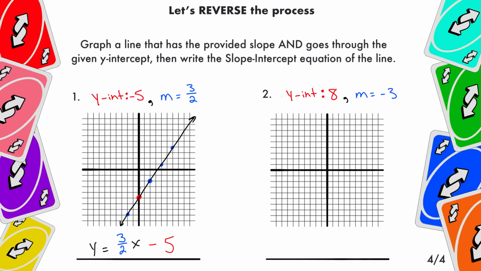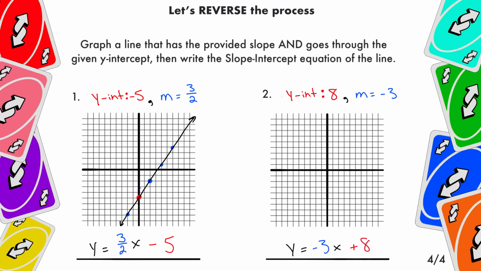For problem number 2, I'm going to do the same thing. I'm just going to do it in a slightly reverse order. I'm going to start by writing the equation. So I'm going to get y equals my slope, which is negative 3, times the x value plus my y-intercept, so it'll be plus 8. So now I have my equation.